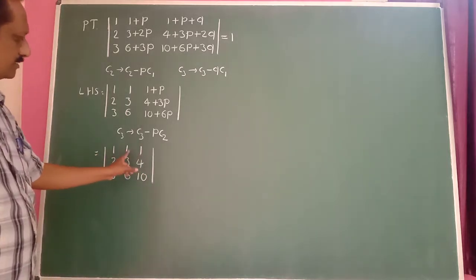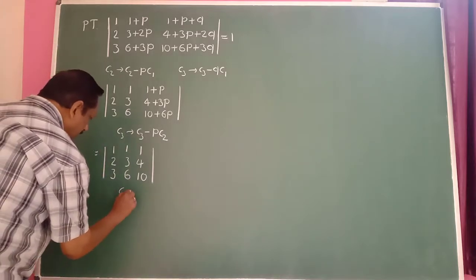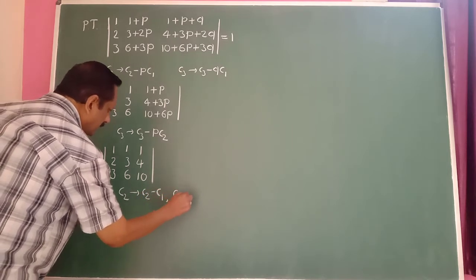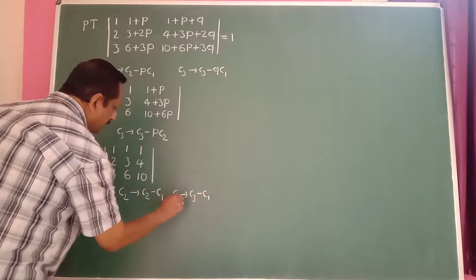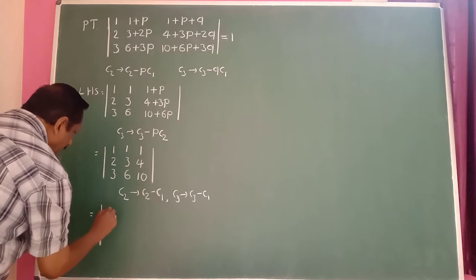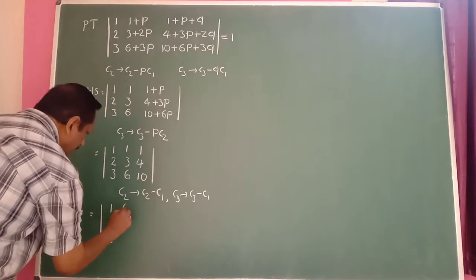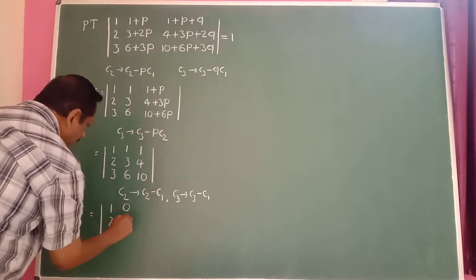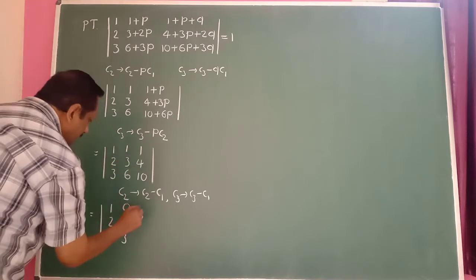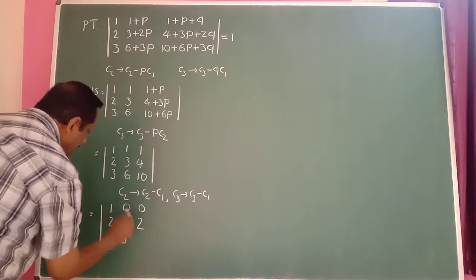Next, make these two terms 0, 0: C2 minus C1, C3 minus C1. Hence C2 gives C2 minus C1 and C3 gives C3 minus C1. Therefore this is equal to the determinant of 1, 2 and 3. 1 minus 1 becomes 0, 3 minus 2 gives 1, 6 minus 3 gives 3. Then 1 minus 1 is 0, 4 minus 2 is 2, 10 minus 3 gives 7.